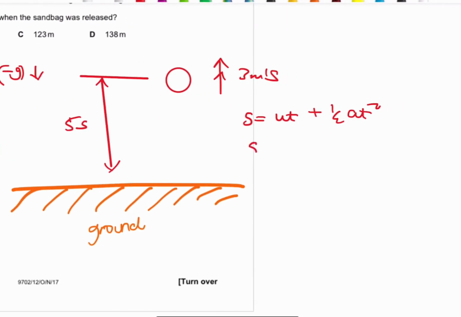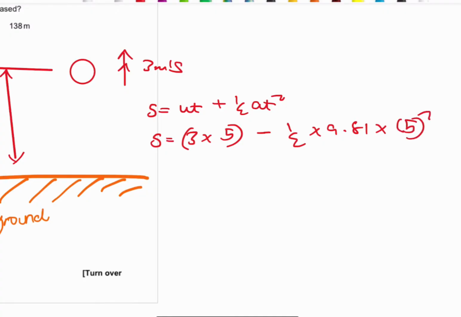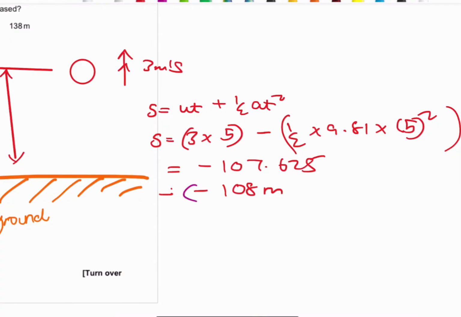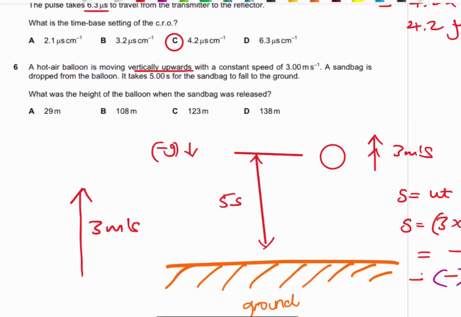So we're going to say s is equivalent to 3 times 5, which is the time that it takes, subtract 1/2 times 9.81, multiplied by the time again, which will be 5 squared. And if you compute this, it's going to give you an answer of negative 107.625, which is basically negative 108 meters. We're not really interested in the sign, but mainly in this value of 108. So the answer for 6 is going to be B.